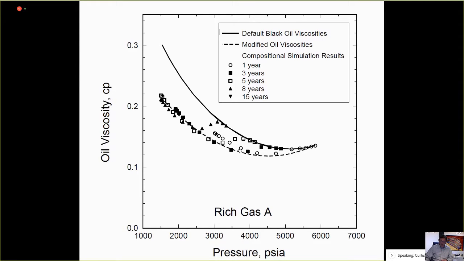And you can see it's more appropriate, particularly down in this region that's of interest for the condensate bank, which is at the lower pressure range.